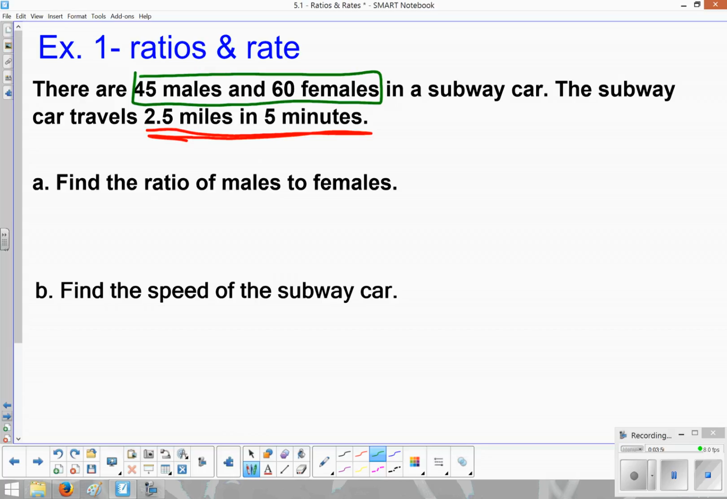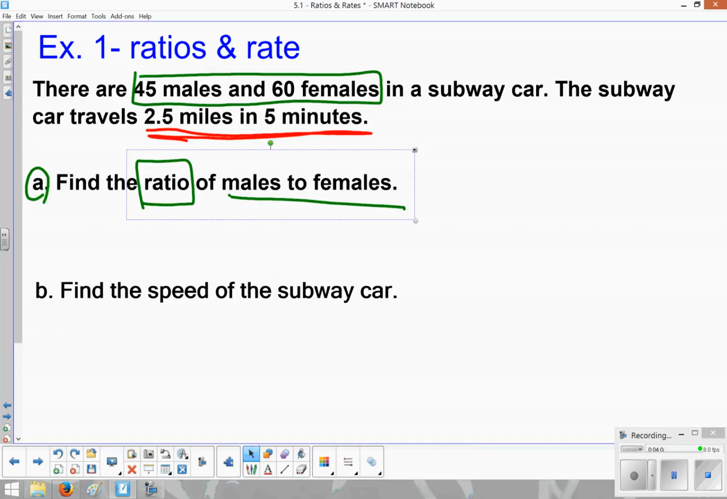So I have here, it says there are 45 males and 60 females in a subway car. The subway car travels 2.5 miles in 5 minutes. So in question A, they're asking us to find the ratio of males to females. And again, for a ratio, you only need to have them written as a fraction, no units necessary.